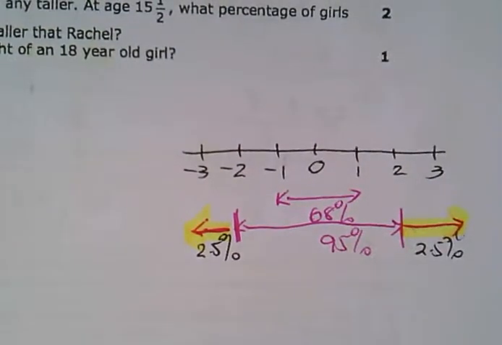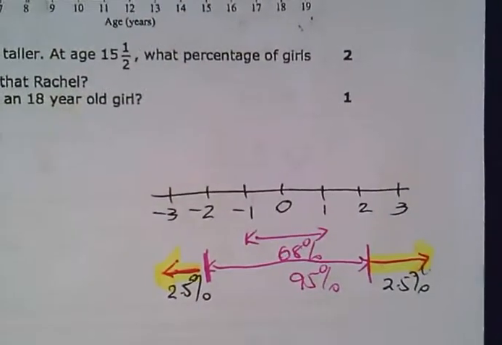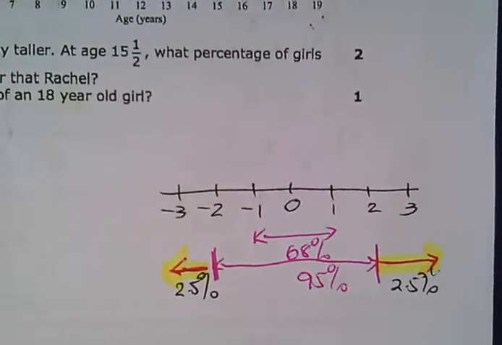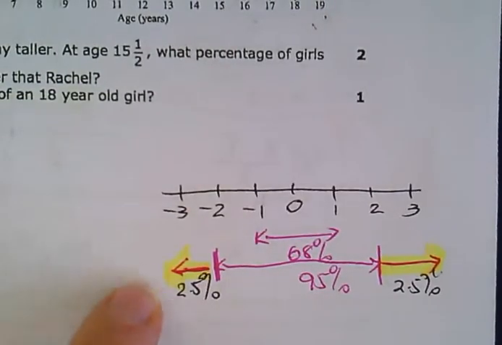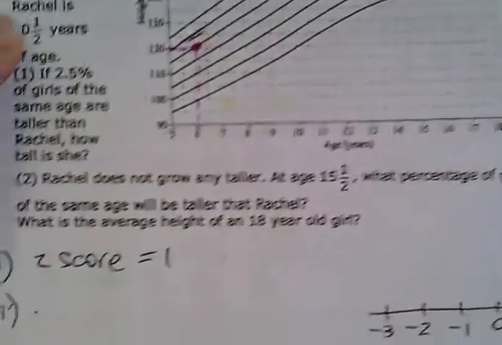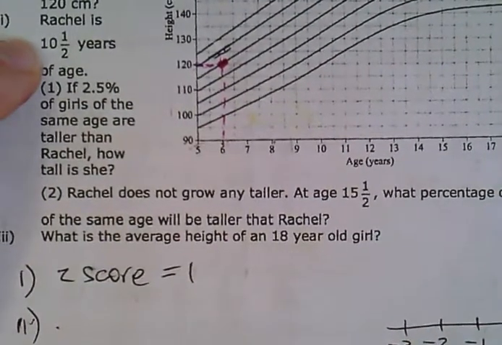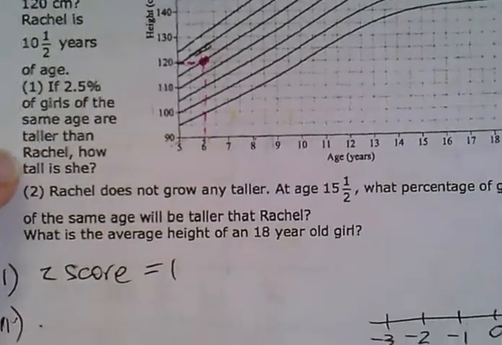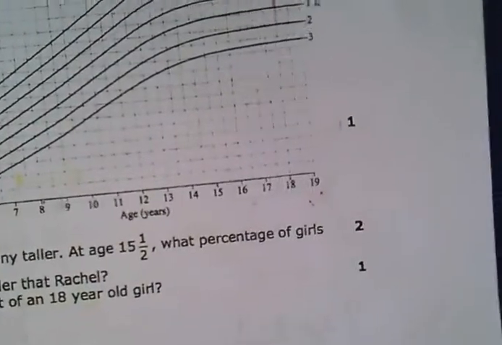So let's go back to the question again. All right? You notice in the last question we did that 2.5% came up, but it was down at the bottom end. The 2.5% was down here. Z-score -2 down was 2.5%. Let's look at the question again and read it carefully. Rachel is 10.5 years of age. If 2.5% of girls of the same age are taller than Rachel, how tall is she?